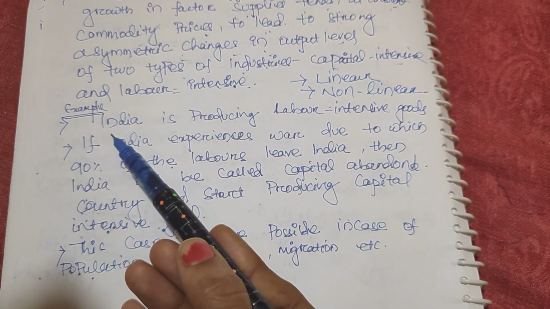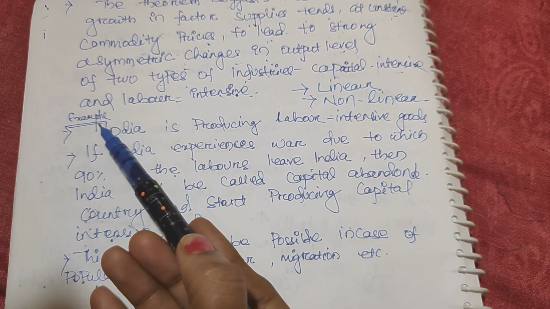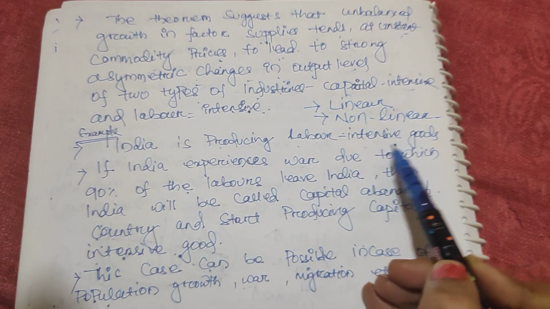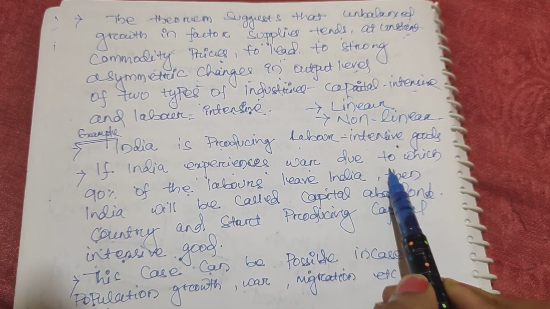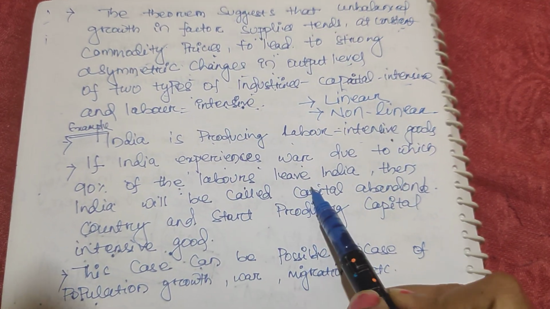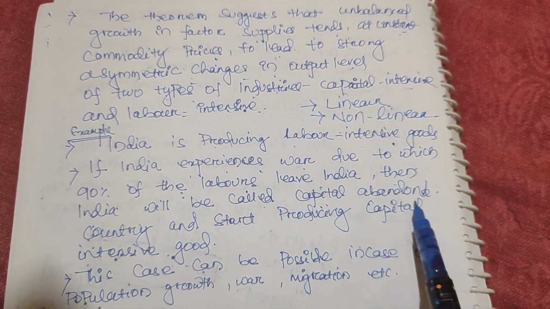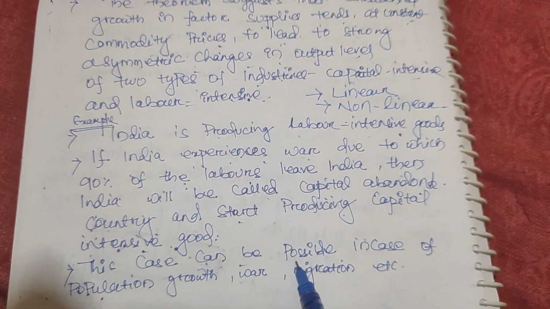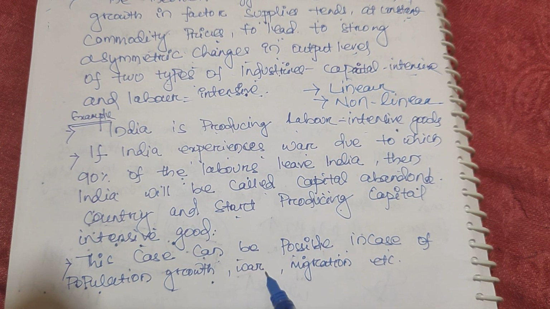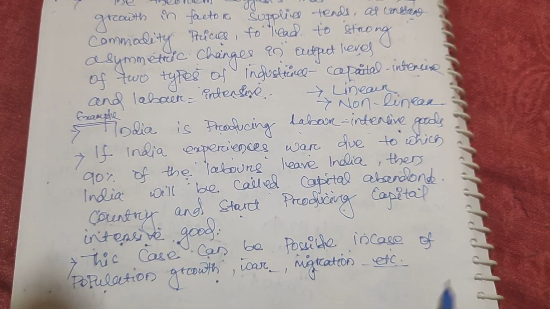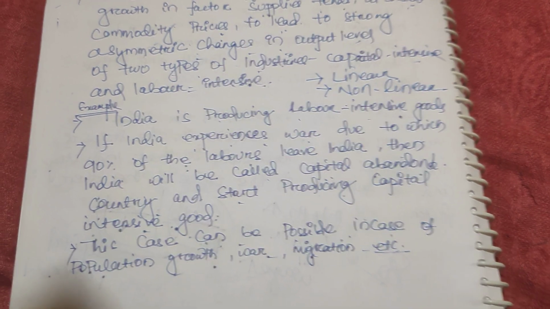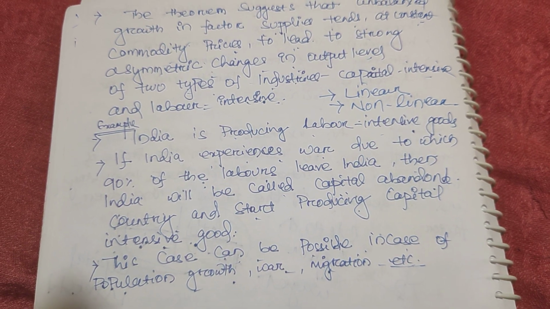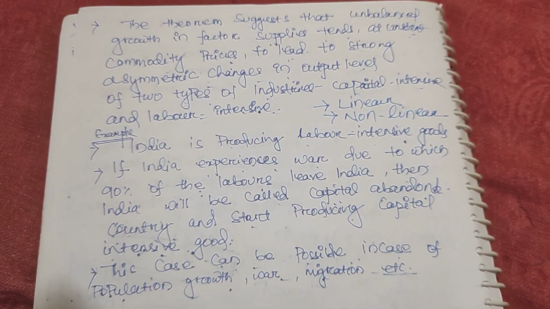For a better explanation of the Rybczynski theorem, I would like to give an example. Suppose India is producing labor intensive goods. If India experiences a war due to which 90% of labor leaves India, then India will become a capital abundant country and start producing capital intensive goods. This case can be possible in case of population growth, war or migration. Migration or immigration both are very important for the Rybczynski theorem. I hope from this example you understand how, when the factors change, the intensity of the product also changes.